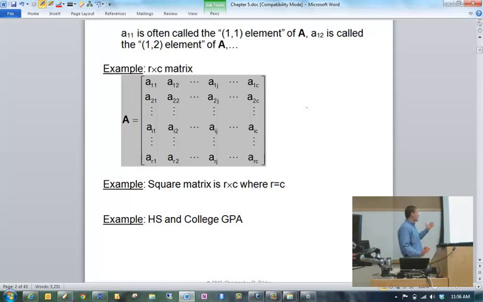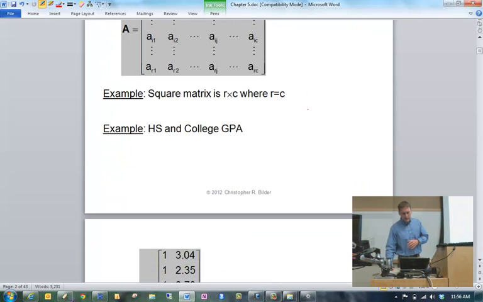Here's a very general form of a matrix. This is an R by C. Typically, when we want to say the number of rows and number of columns, and we want to be very general, we use R for number of rows, C for the number of columns. We can have square matrices, meaning simply the number of rows is equal to the number of columns.